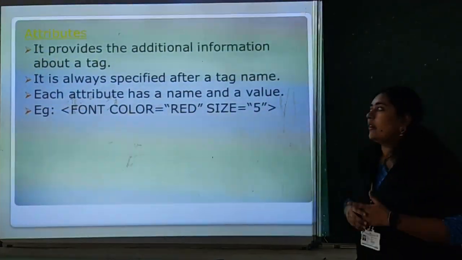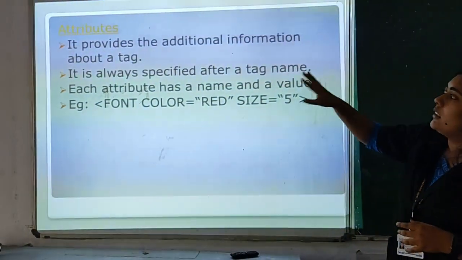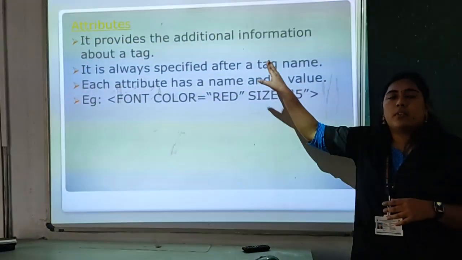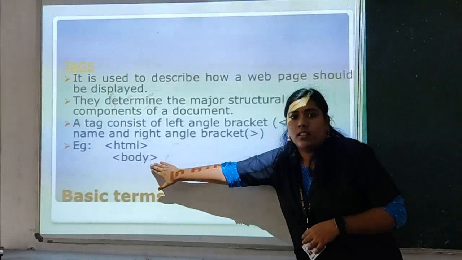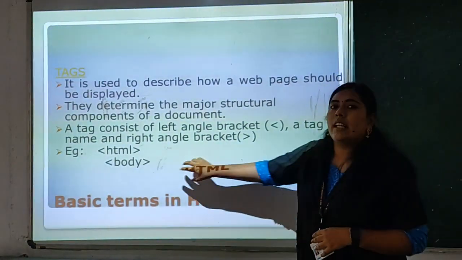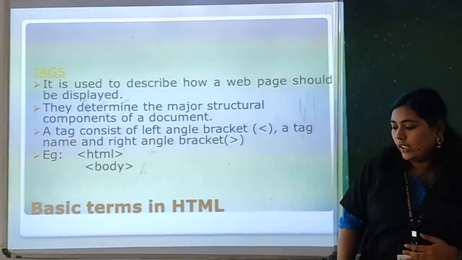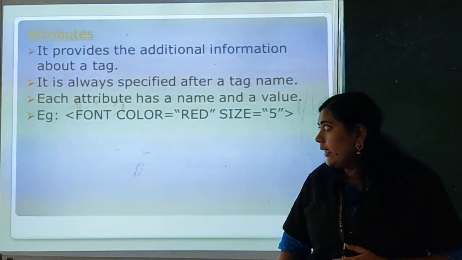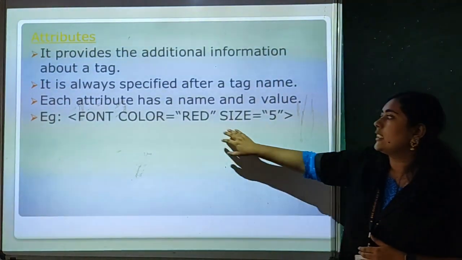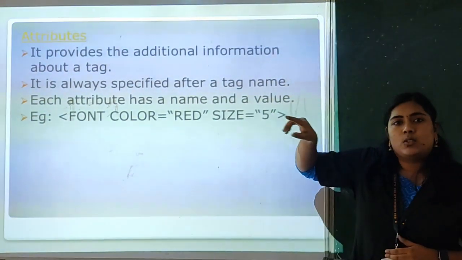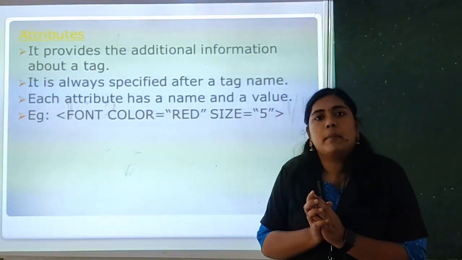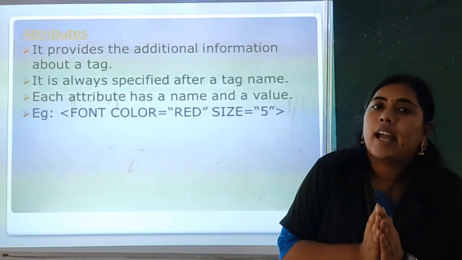Then we have the attributes. They provide additional information about my tag. In this tag, I have given body, and I haven't mentioned anything else, right? Just body. If you are mentioning something else, for example, font color equal to red, we are specifying that the color must be red. These are called the attributes.